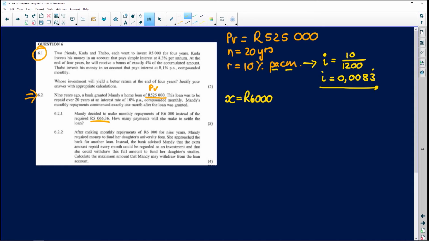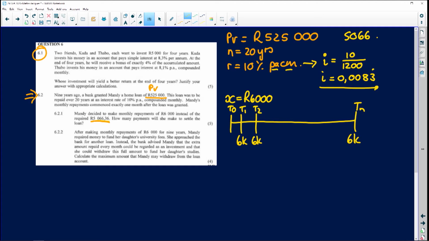But let's go to a timeline. It's going to show what happens. The timeline starts at T0. You usually start paying at the end of the first period, and she is supposed to pay for 20 years. If it was 5066. Now we don't know how much she pays because she decided to pay, I'm going to write 6K. I'm sure you guys know what that K represents now. So it's 6,000 per month. We want to know how many of those she is going to make. It is an annuity because it's a regular payment at a regular interval. So let's go for it.